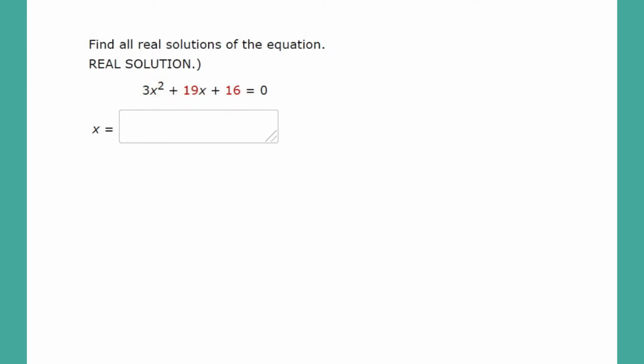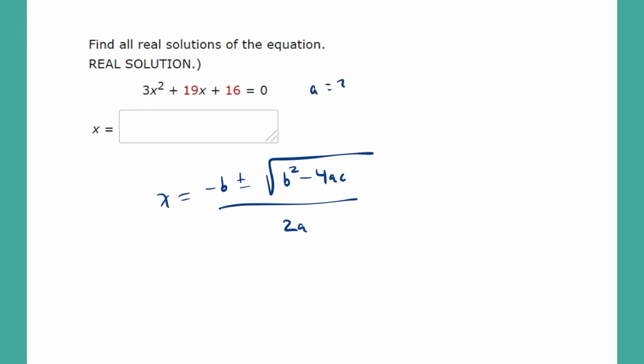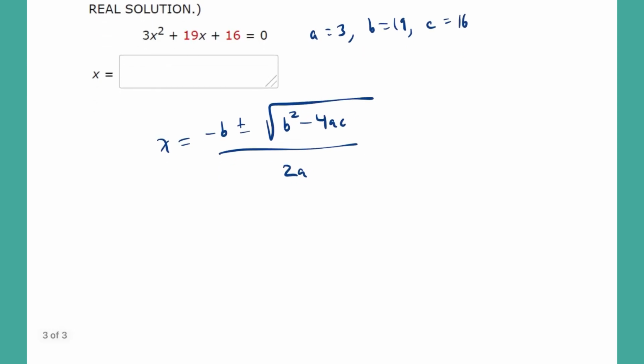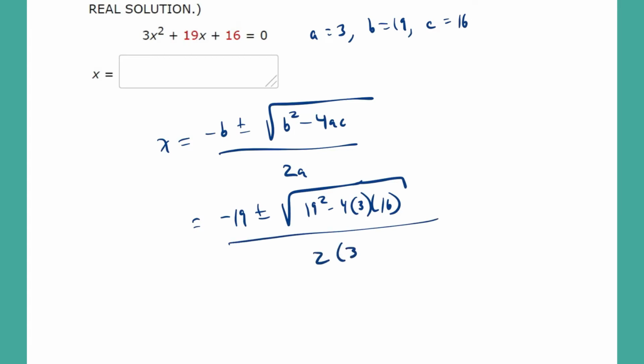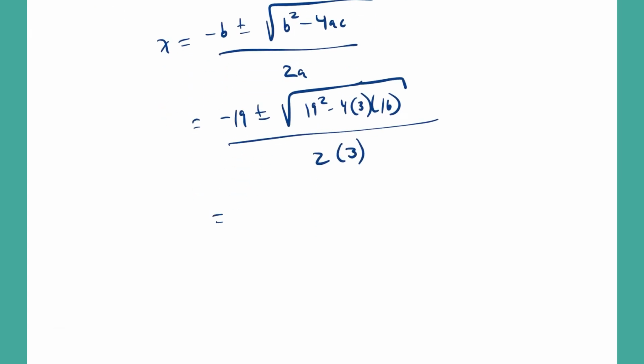So I would recommend the quadratic formula, which says that x is equal to negative b plus or minus square root b squared minus 4ac all over 2a. We already know that the coefficients are 3 for a, 19 for b, 16 for c. So now it's just a matter of plugging in these values into the quadratic formula. So negative 19 plus or minus the square root of 19 squared minus 4 times 3 times 16, all divided by 2 times 3.